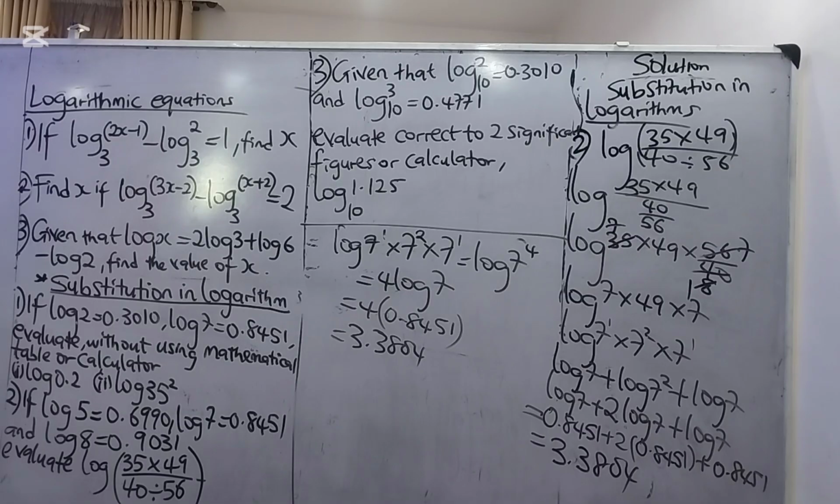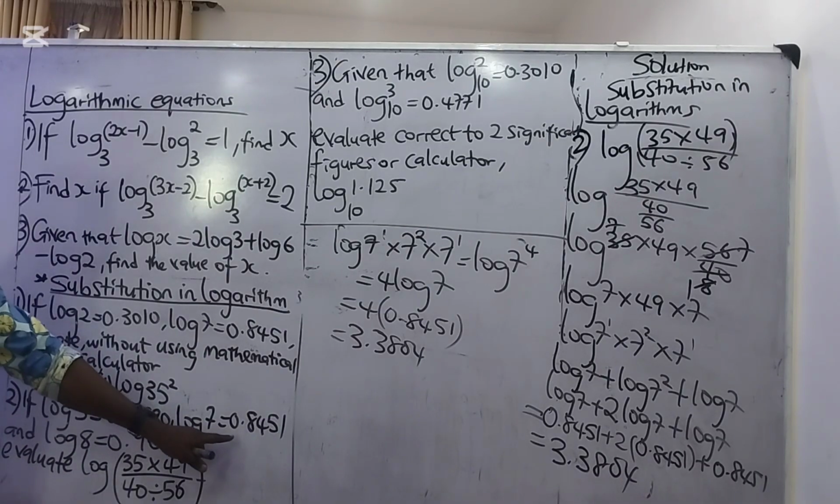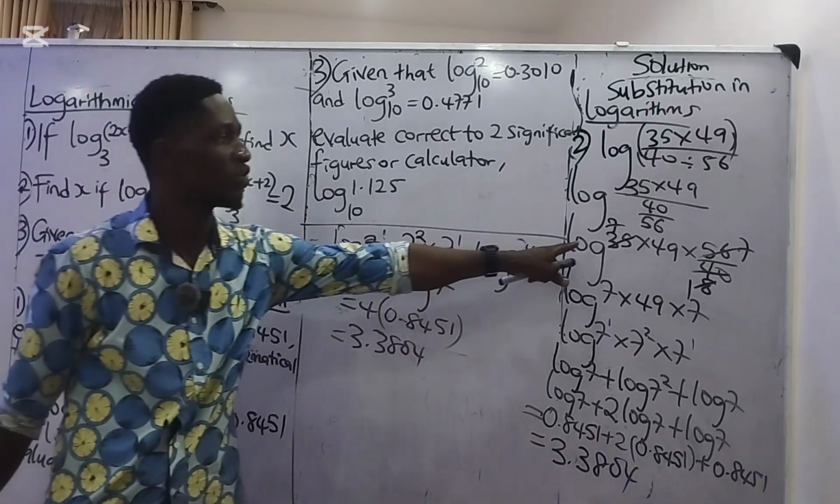I know that some of you are asking, what is this log 5 doing here? Sometimes the information given in the question may not be applied in the question, and that is it. So we only need log 7 here because of how we simplify this here.